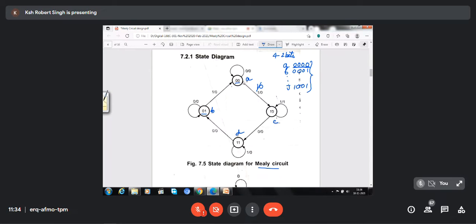I repeat. From A, it will go to C. How do you know? Arrow indicates. From A, it will go to C when input is 1. And what will the output? Output will be 0 at that time. It will go from A and it will be in the same state A when the input is 0. And during the time, output also should be 0.